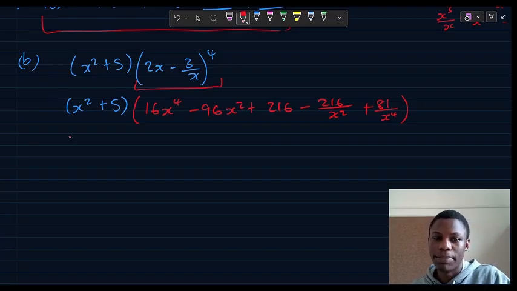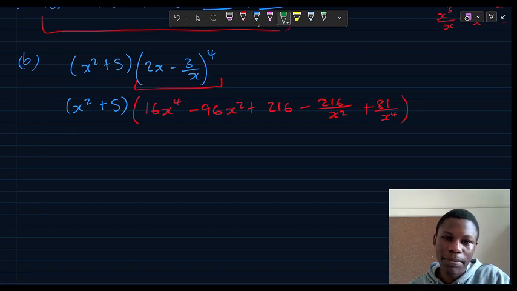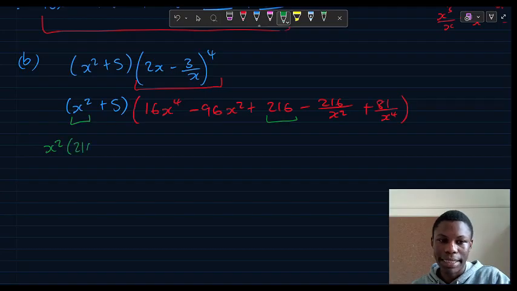The way that I want you to approach this is to find all the possible combinations that will give you a term in x squared. So if I pick x squared from this bracket, what do I have to multiply it by from the other bracket to get a term in x squared? So obviously it's the term that's independent of x, because if I do x squared multiplied by 216, I get a term in x squared. Okay, so this is going to be the only way for me to get a term in x squared if I take this x squared from this bracket and multiply it by something from the other bracket.